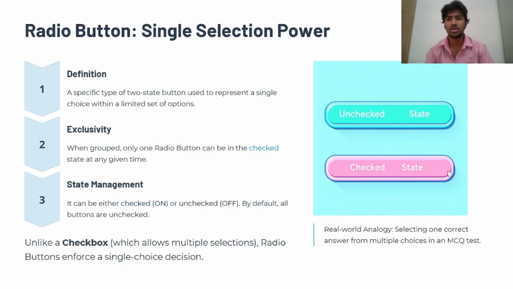This brings us to state management. A radio button can be in one of two states, as you see in the image: checked (on) or unchecked (off). By default, all buttons start as unchecked. A perfect real-world analogy for this is selecting one correct answer from multiple choices in an MCQ test. You can only pick one.